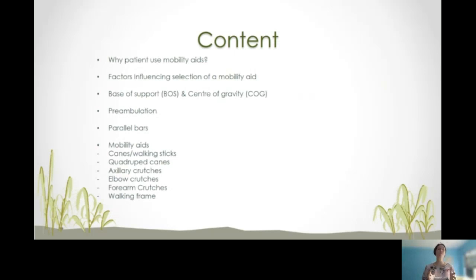We will thereafter go into two concepts: the base of support, how big the base of support is you are standing on, and where is a person's center of gravity at certain points in time when they move, when they shift weight.